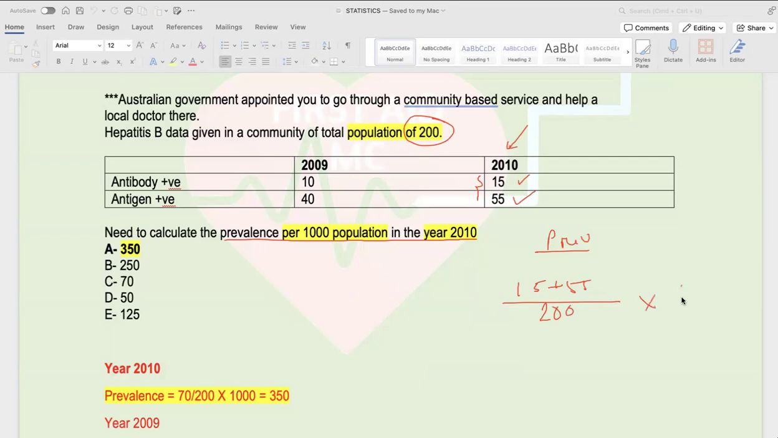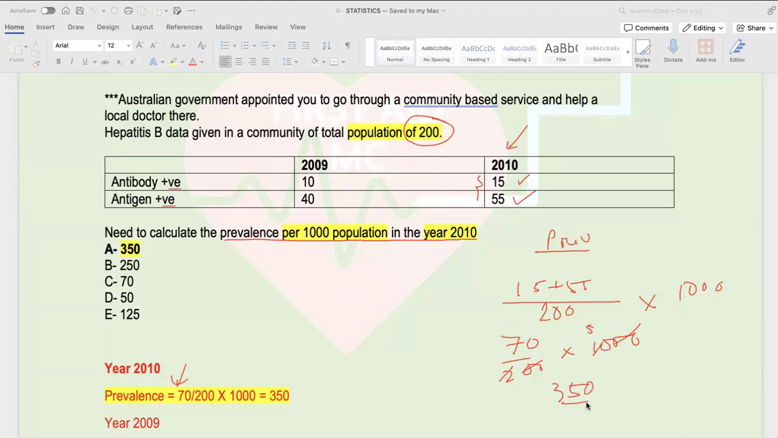And then they say per 1,000 population, so multiply by 1,000. So 15 plus 55 is 70. So 70 by 200 into 1,000. So 200, 5, 3, 350. Okay. So that's your answer for this.